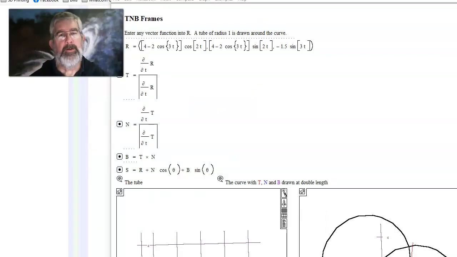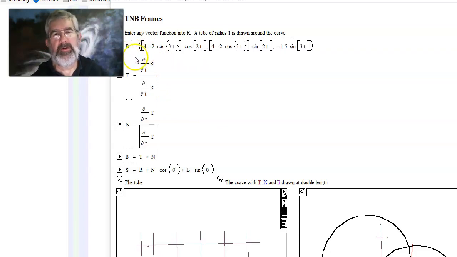Here's another picture for you, an animation. I got a little more complicated curve this time. Here's the vector function. Well, I'll show you down here. It's a trefoil knot. It's a single loop that ties a knot in itself.